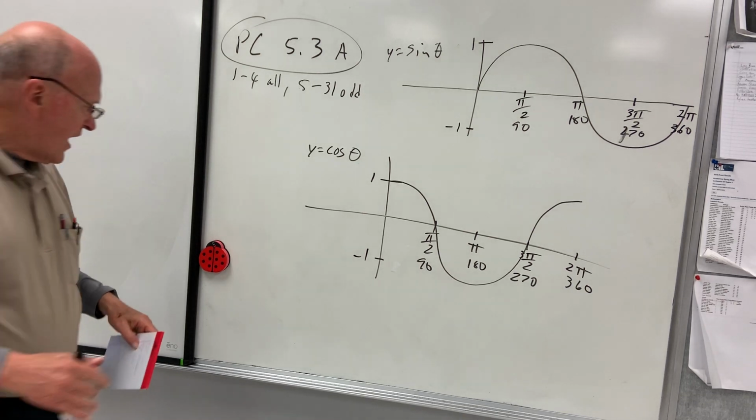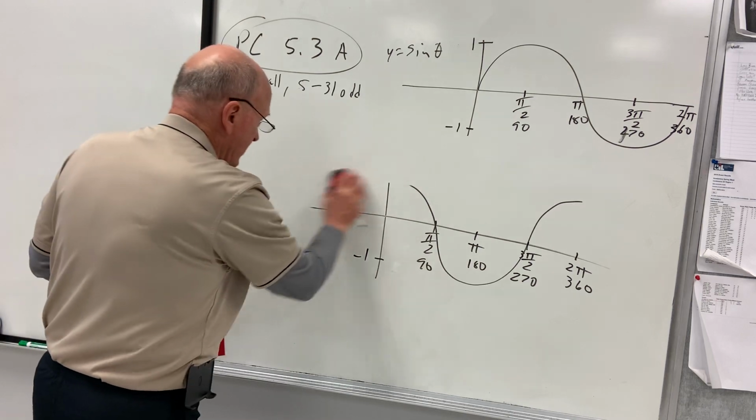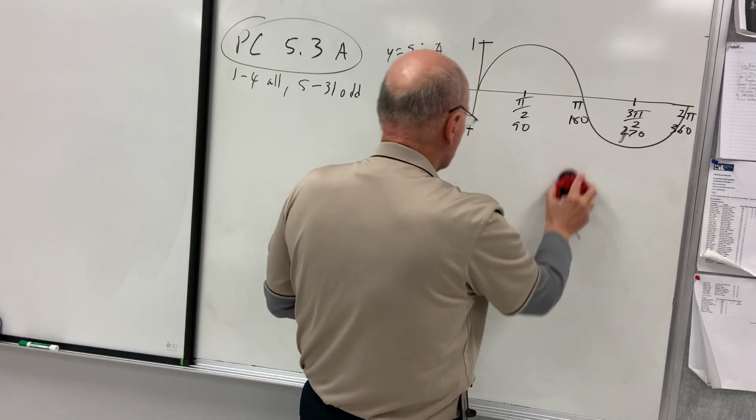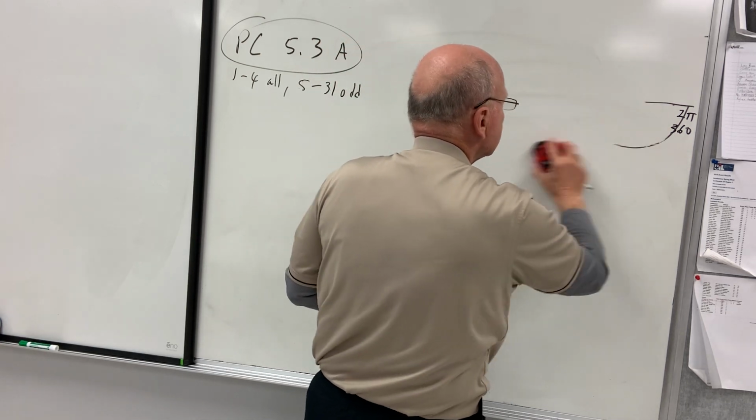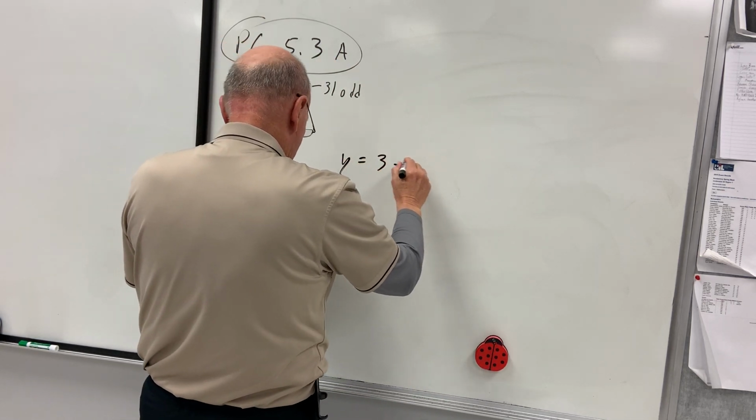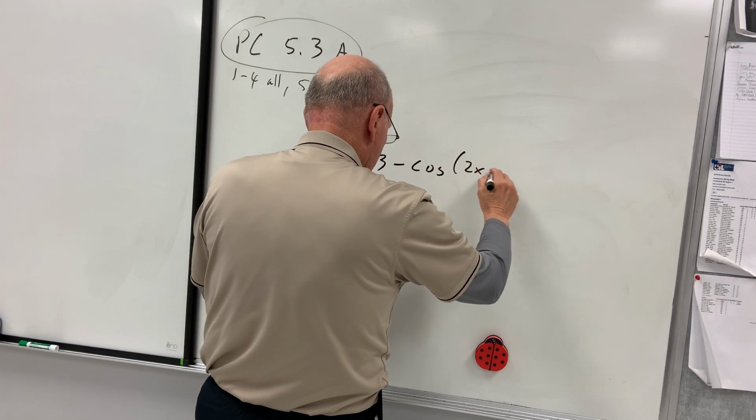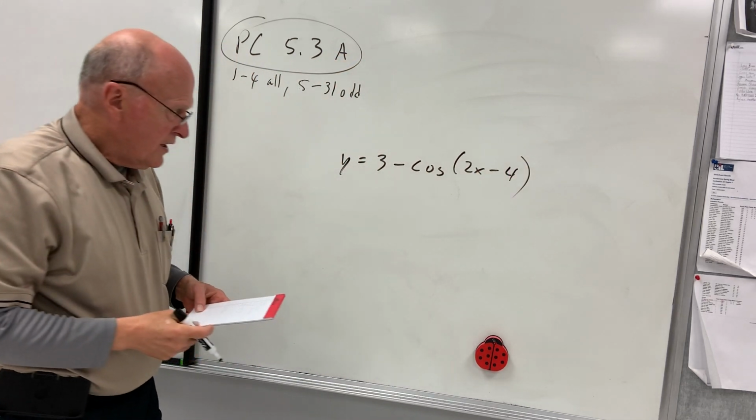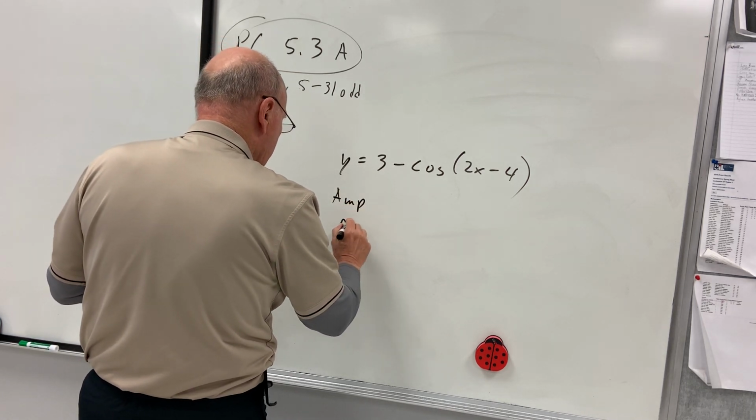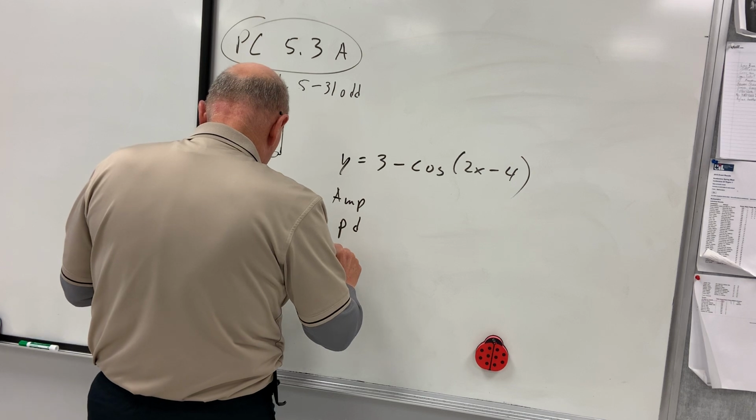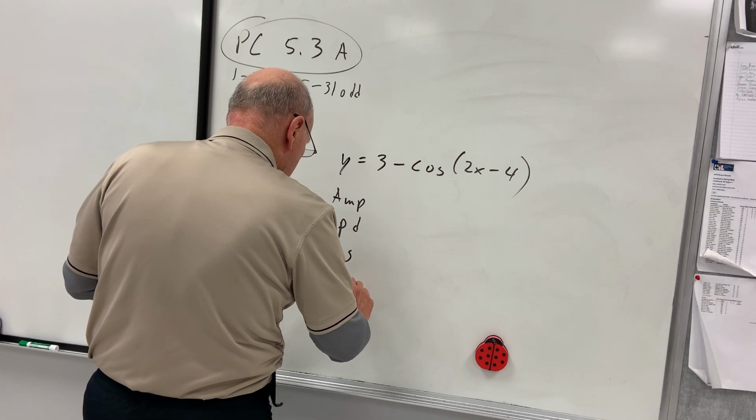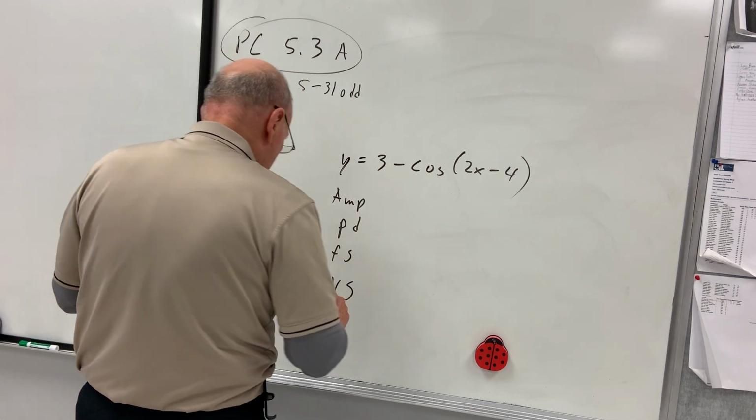I'm going to make up a problem. This problem's not in the book, but I'm going to make it up because I want to illustrate a point to you and some stuff that I want you to make sure you understand. If I have y equal to 3 minus cosine 2x minus 4, like so, and I want to know, I'm going to find the amplitude, the period, the phase shift, also called horizontal shift, and the vertical shift. Also, any reflections.